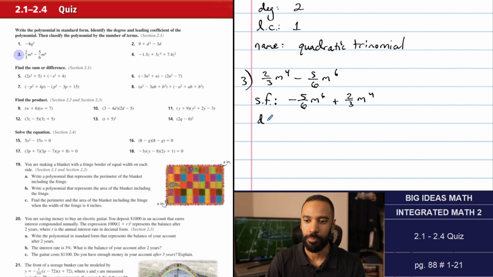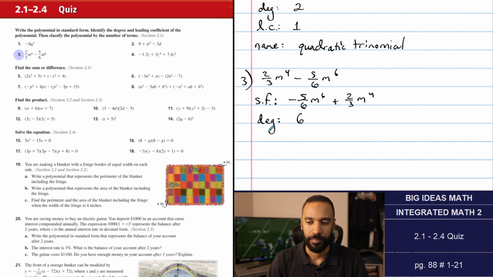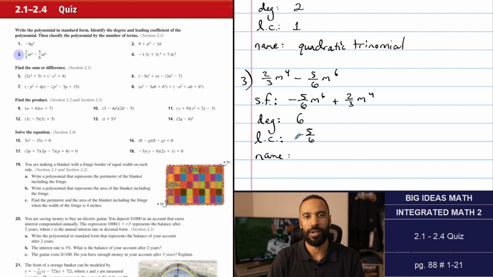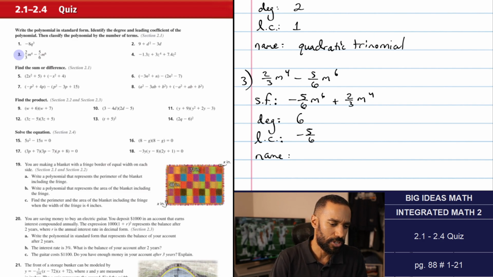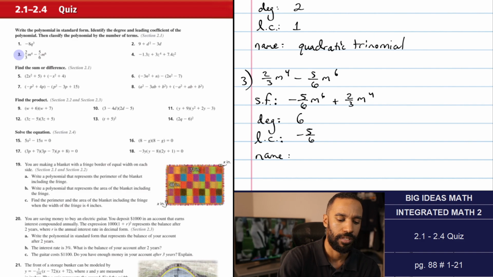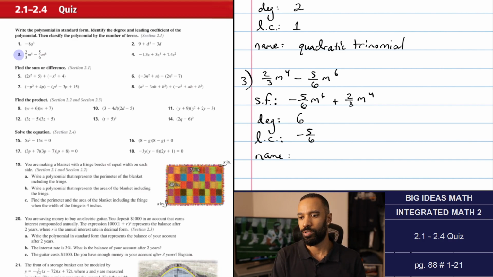Now we go to the degree of the polynomial. Like I said, it's a degree 6 polynomial. Leading coefficient, that's going to be negative 5/6 for that one term. And the name, I don't know what a 6th degree one is. It's either sextic or, let's see, I believe it's sextic. Degree 6, I'm searching this polynomial name. Sextic.